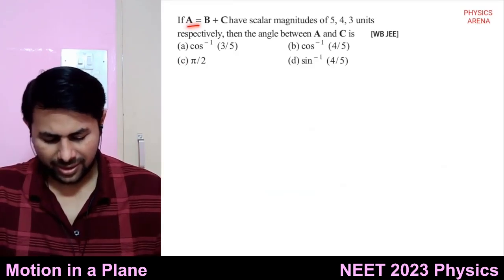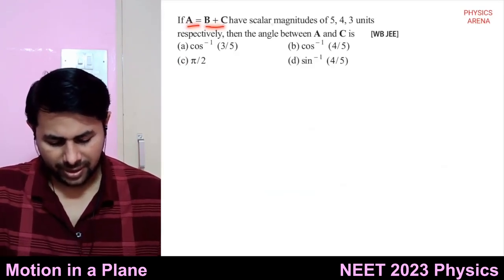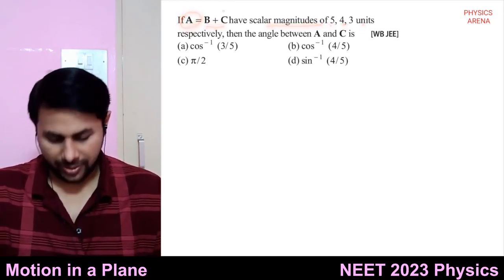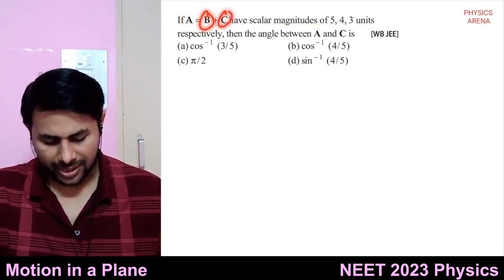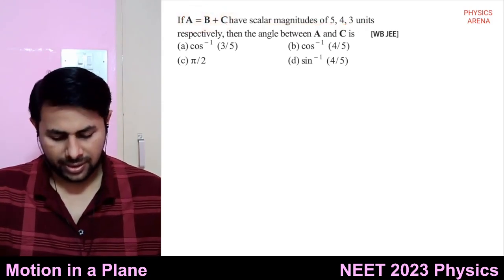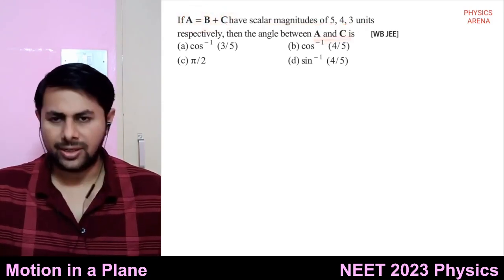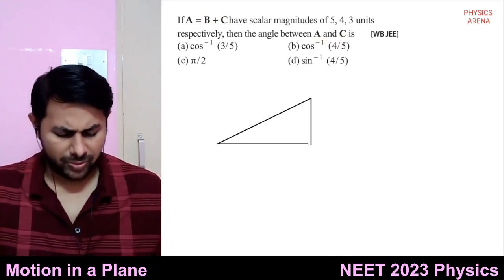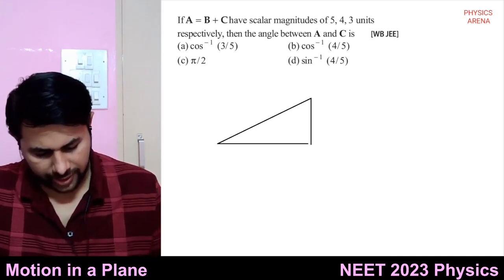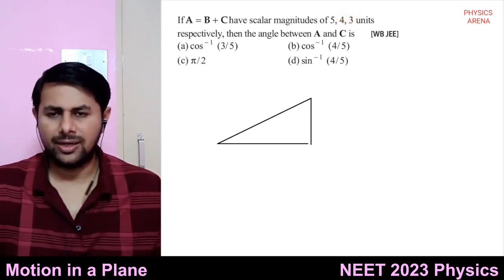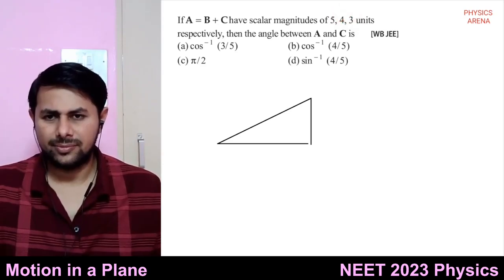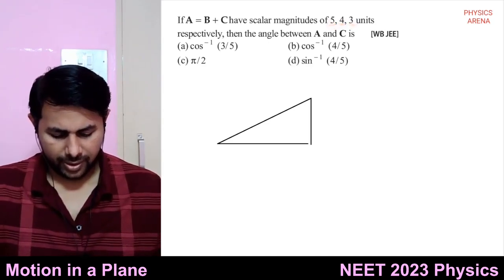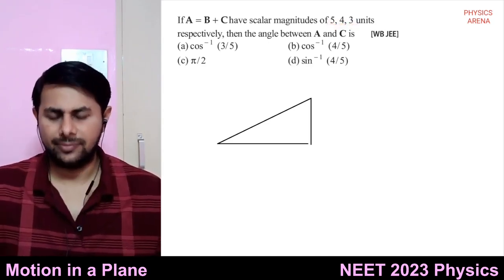Next question. If A bar is equal to B bar plus C bar, have scalar magnitudes of 5, 4, 3. So A bar's magnitude is 5, B bar's magnitude is 4, C bar's magnitude is 3. Then the angle between A and C is, who can tell me? Okay, so 3 square plus 4 square is 5 square, right? Yes, sir. So these three form a right angle triangle.